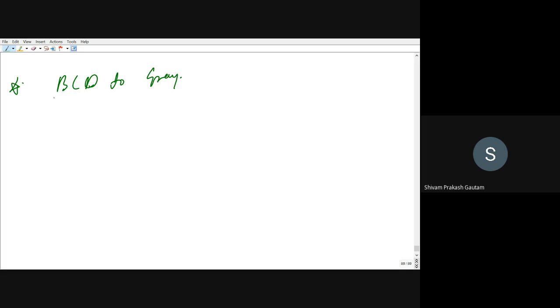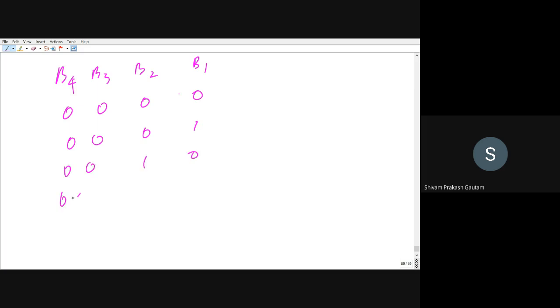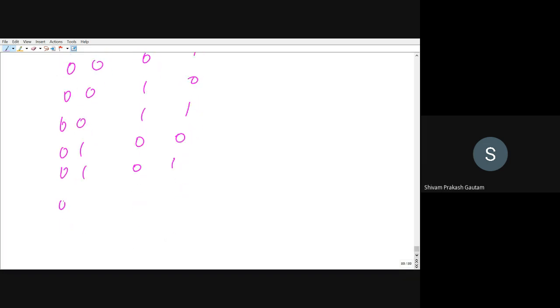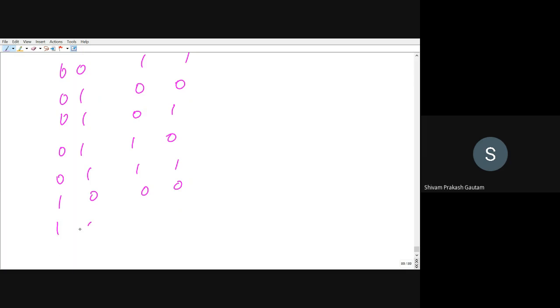Okay, so for BCD to gray, again we have to make a truth table. Let me define the variables, that is B4, B3, B2, and B1. Correspondingly, I will write the codes: 0000, 0001, 0010, 0011, 0100, 0101, 0110, 0111, 1000, and 1001.